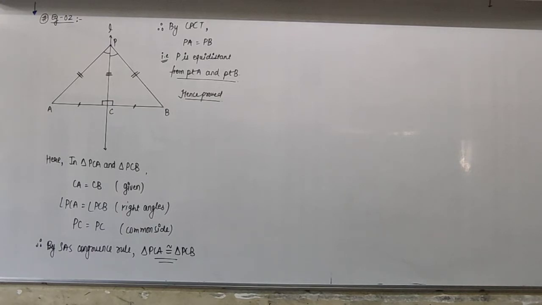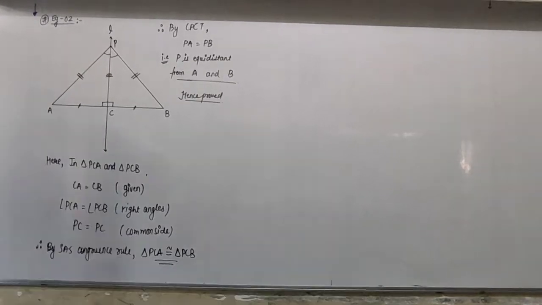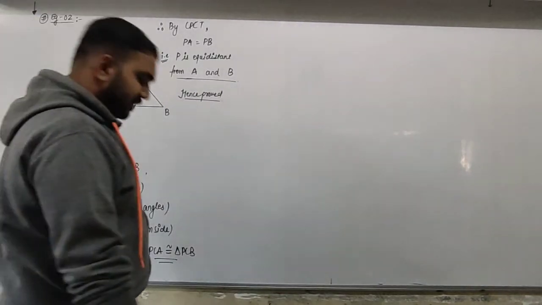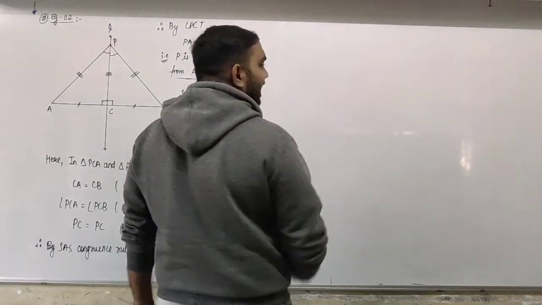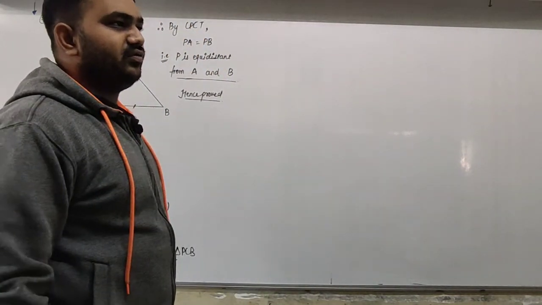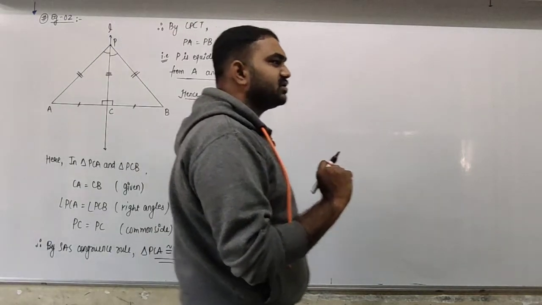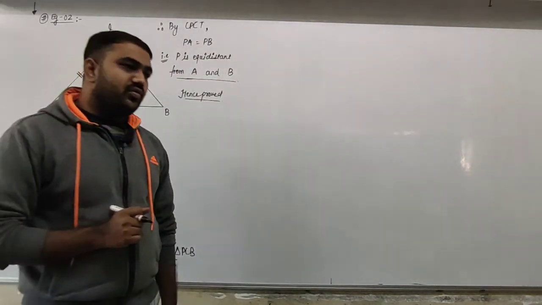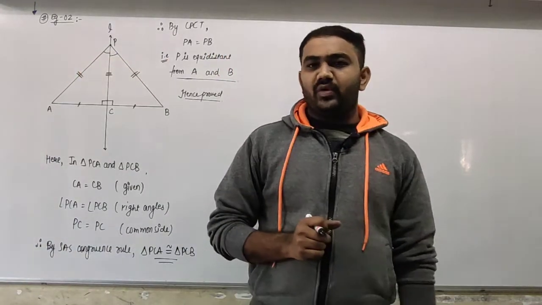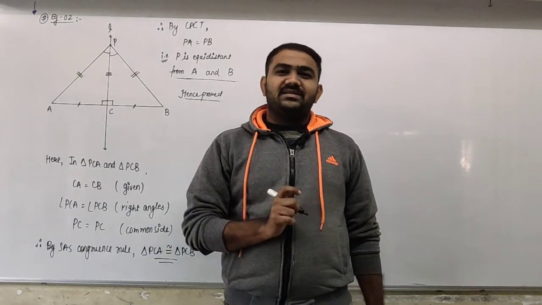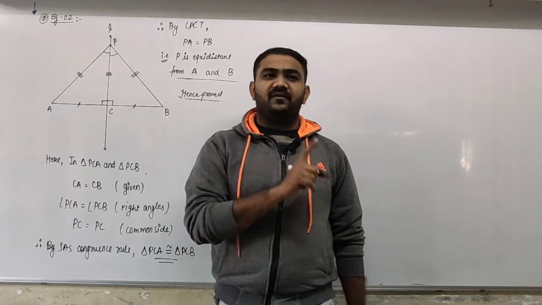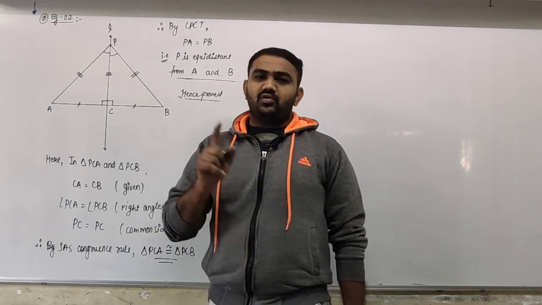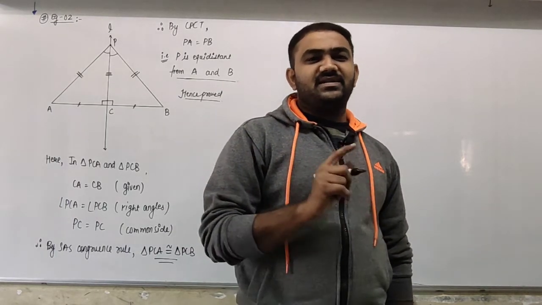Okay, so I think that must be clear. So these were the two examples, first and second one, based on the first axiom, that was SAS congruence rule. Let us revise quickly what is SAS congruence rule. The SAS congruence rule says that two triangles are congruent if two sides and the included angle of the first triangle are equal to the two sides and the included angle of the second triangle.